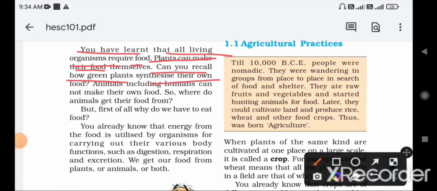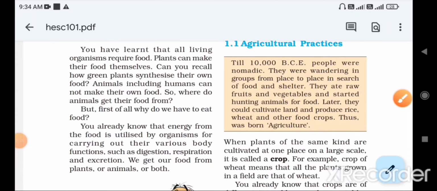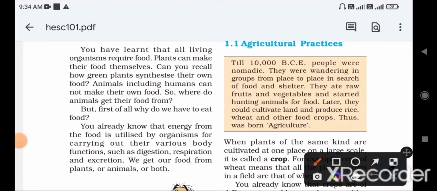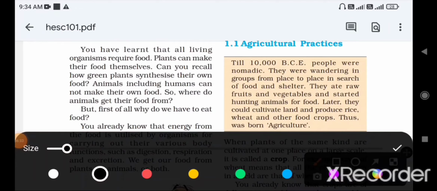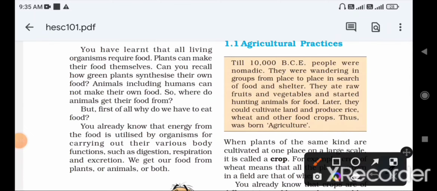The next question arises here: how are plants making their own food? Synthesize means making or producing. Animals, including humans, cannot make their own food. Humans are also animals, so we cannot make our own food, but we are dependent on plants.